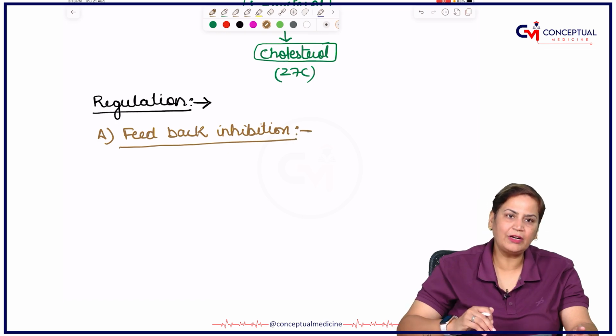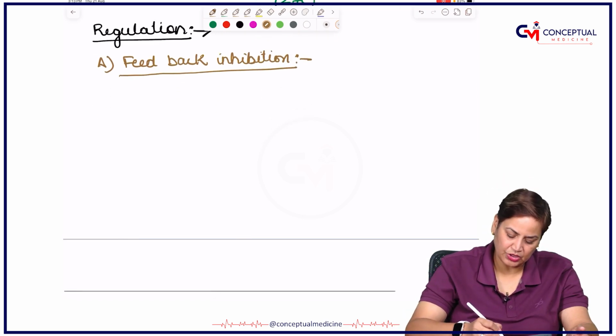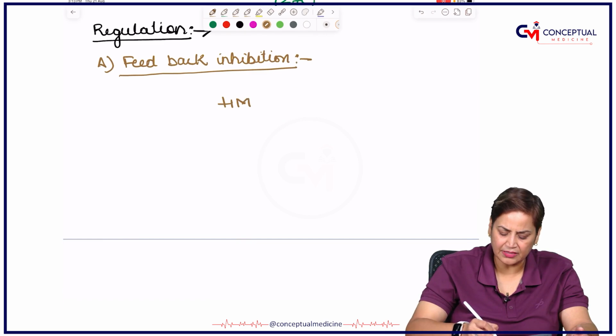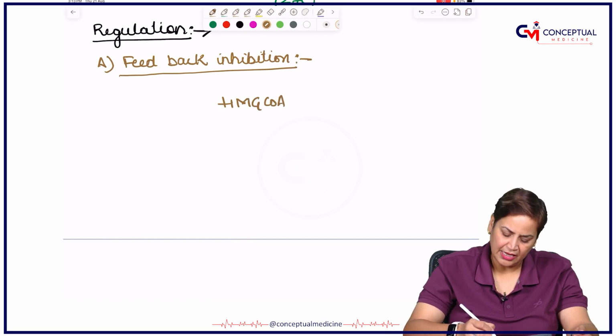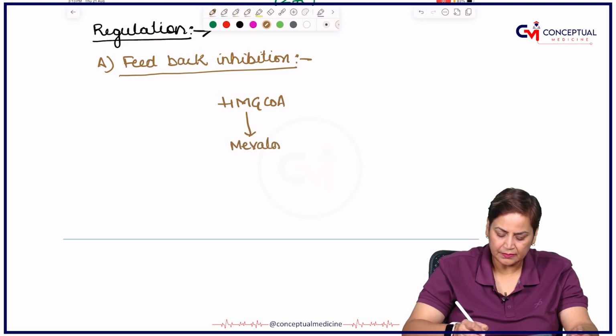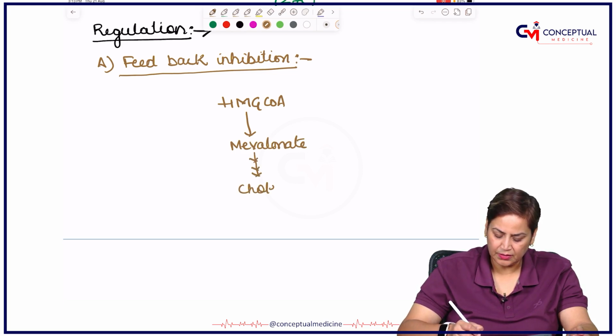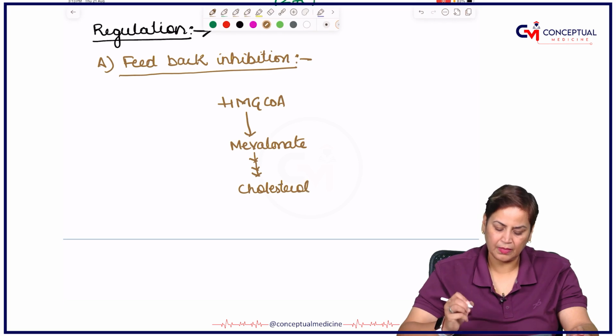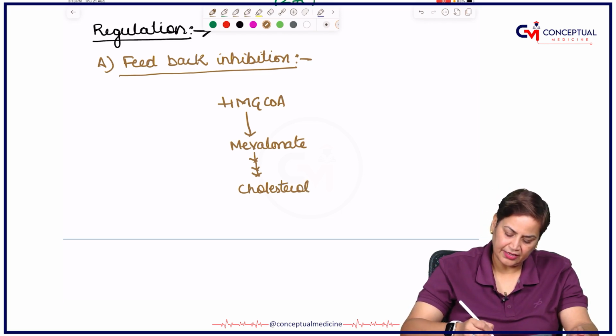Right. So what happens here is, in feedback inhibition, I will just take the rate limiting enzyme, that's it, because we have to focus only on that. So HMG-CoA is forming mevalonate, and this mevalonate by different steps forming cholesterol. Right, and this is reductase enzyme.